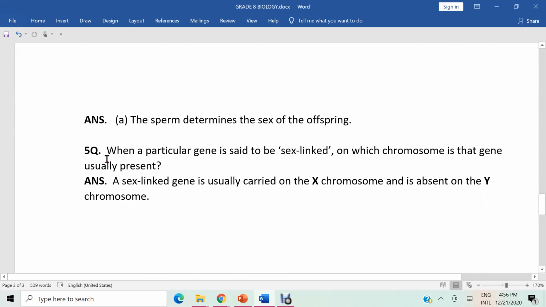Question number 5. When a particular gene is said to be sex-linked, on which chromosome is that gene usually present? Yes, a sex-linked gene is present on the X chromosome and absent on the Y chromosome. So the answer is that a sex-linked gene is usually carried on the X chromosome and is absent on the Y chromosome. The answer is X chromosome.